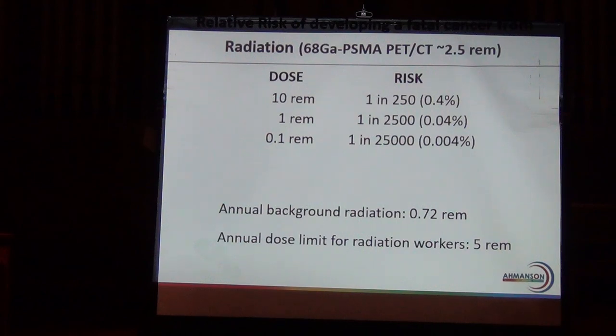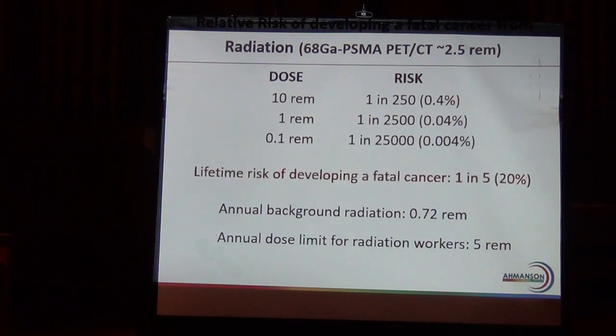Another parameter that might help you put the dose of the PET scan into perspective: physicians and nuclear medicine technologists that work with radioactivity are allowed to receive a dose of 5 rem during a year of working in the department. So twice the dose that you would get from a PET-CT scan. And then, in addition, if you look at the lifetime risk of developing a fatal cancer, it's already 20%. So by adding 0.4 or 0.04%, you don't really add very much.